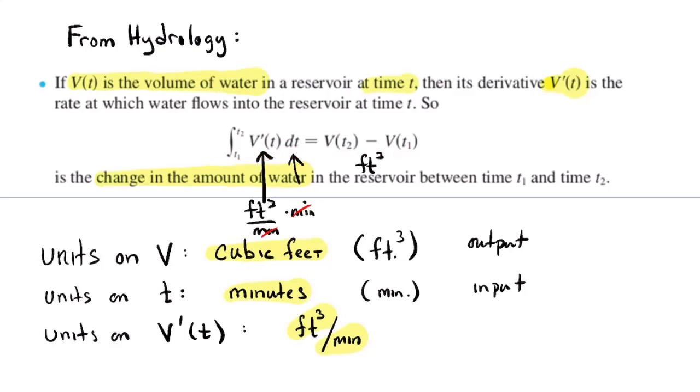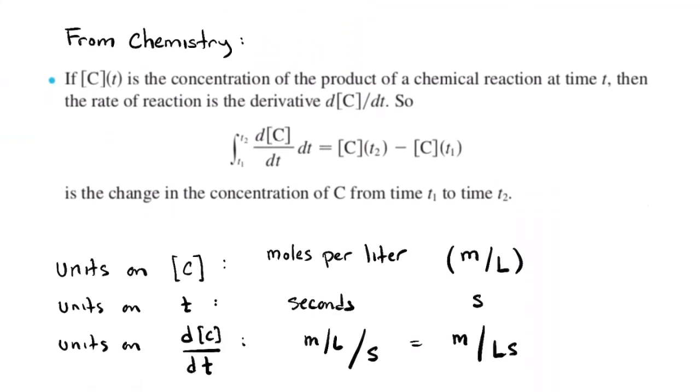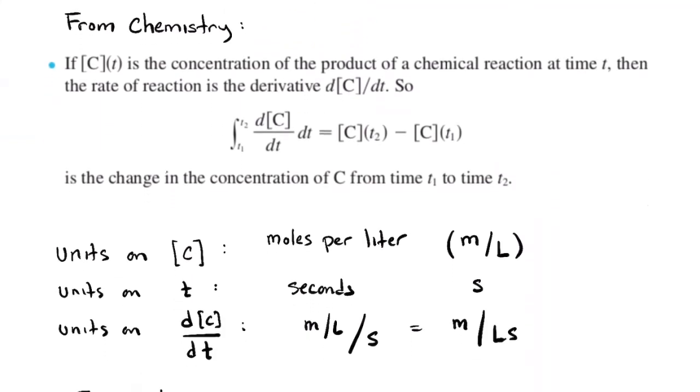All right, let's look at an example for you chemists. Here we have a function called bracket c of t. Bracket c of t is a concentration. It's a concentration of some product of a chemical reaction. So I'm going to say that that concentration is measured in moles per liter. I apologize to you chemists if that's sort of an unusual unit. Maybe you speak about millimoles per milliliter or something like that, but I'm just going to say moles per liter.